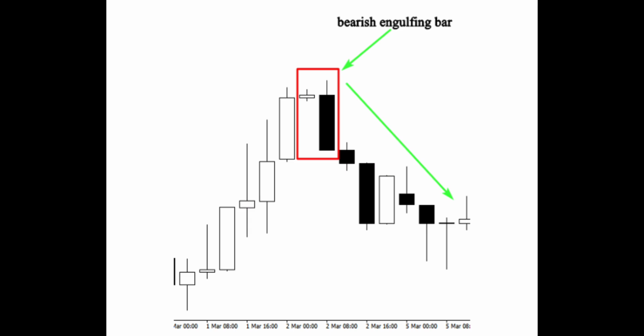to go down. You can't trade any bearish candlestick pattern you find on your chart. You will need other technical tools to confirm your entries.